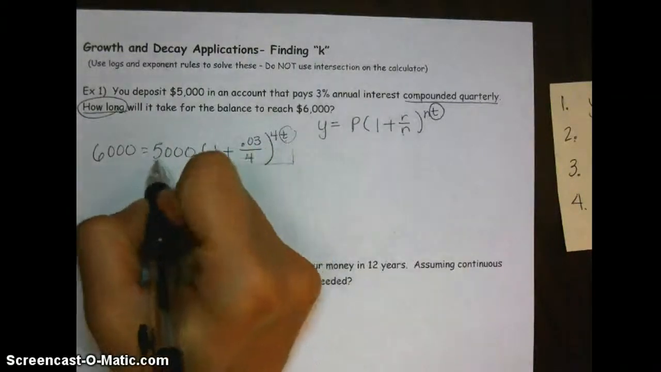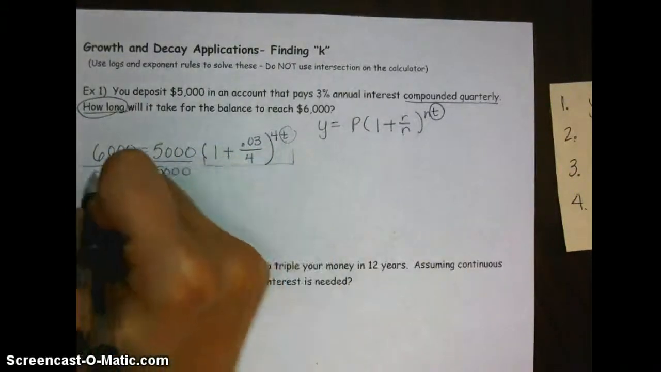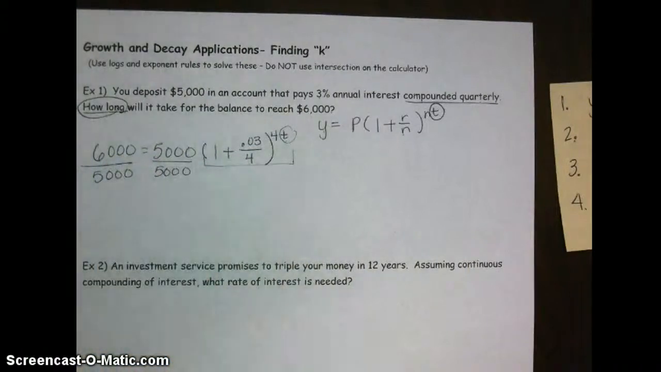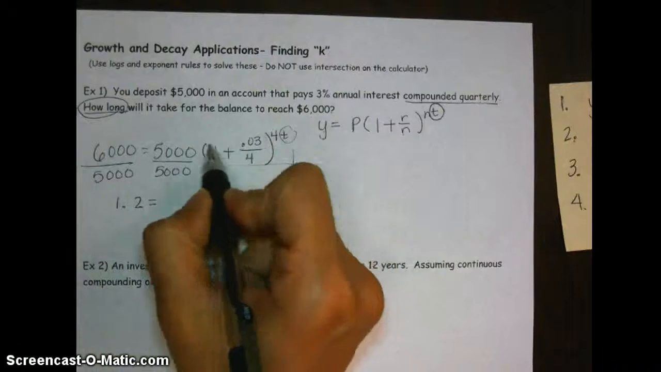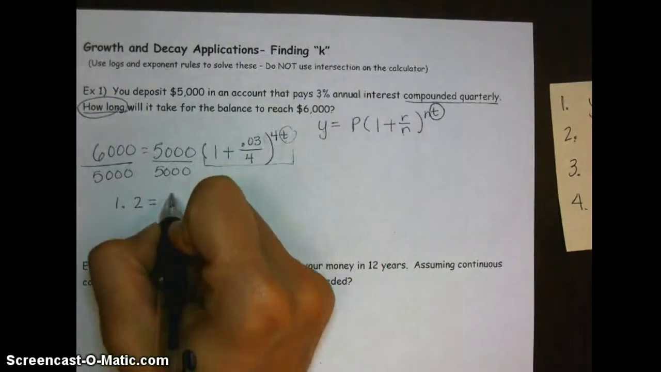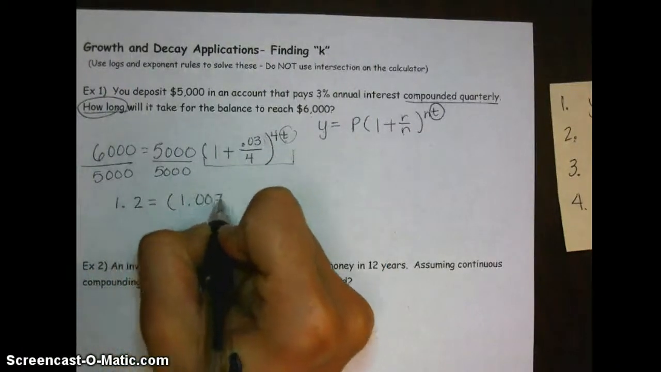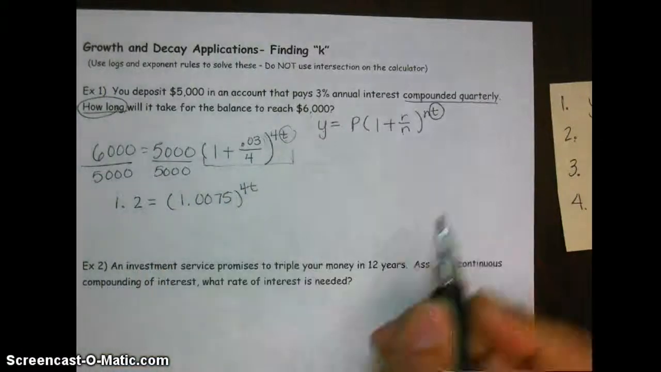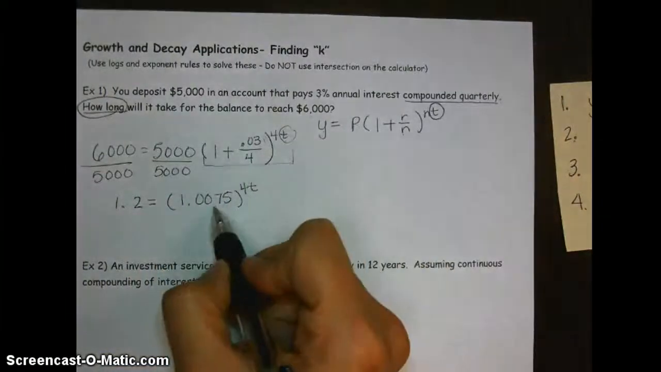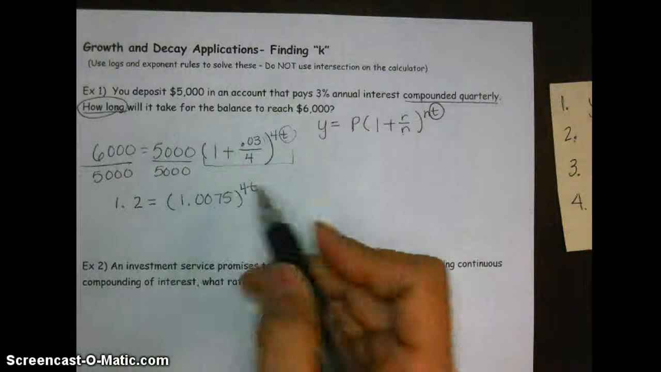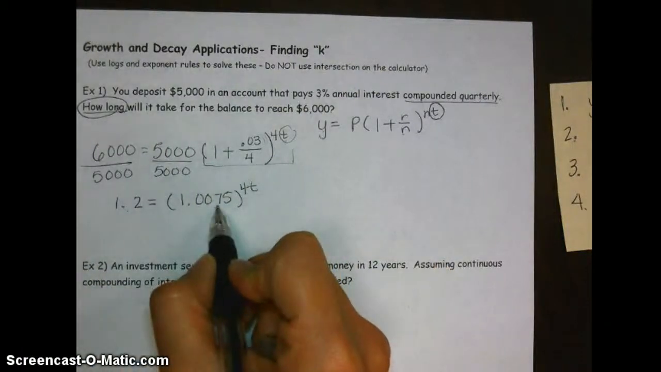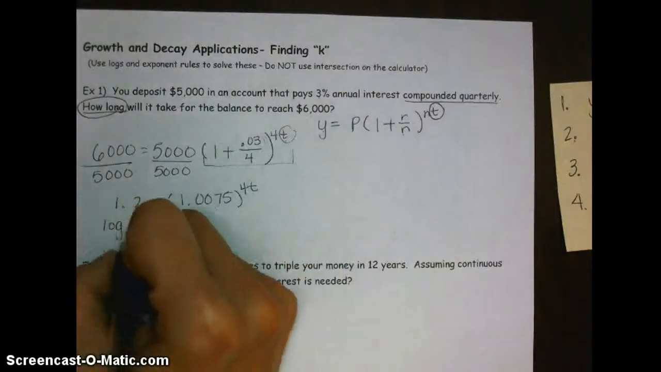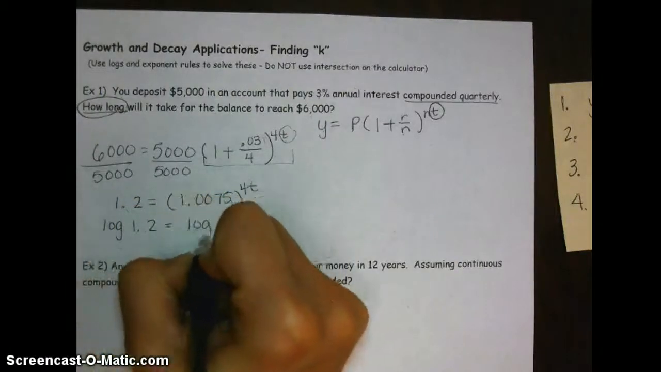So first I need to divide by 5,000. And so I get 1.2 equals, all of this in parentheses is a number that you can calculate, and that number is 1.0075, and now it's raised to the 4t power. All right, from here, since this term has been isolated, and I cannot rewrite these bases so that they have a common base, what we're going to do is take the log on both sides. So log function on both sides.